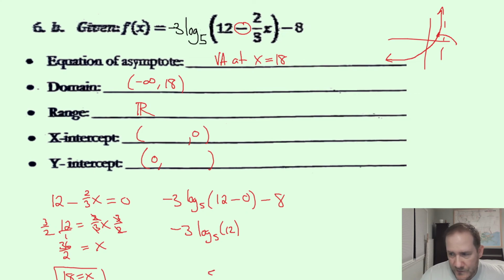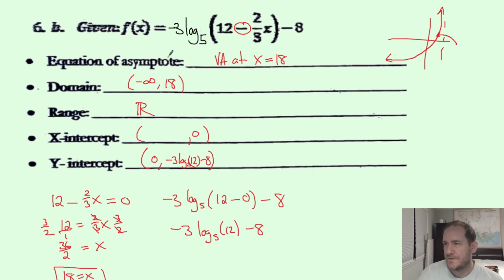How do you know that? Well, 5 to the 1 is 5, and 5 to the 2 is 25. So obviously, if you were trying to get 12, you'd have to be doing 5 to the 1 point blah blah blah. It's not an integer value. It's going to be something ugly. And since it's ugly, you're allowed to leave it alone. And the rest, you can't do anything with it. So as dumb as this is, that's your answer for the y-intercept. -3 times the log base 5 of 12 minus 8, which you just can't simplify without a calculator.